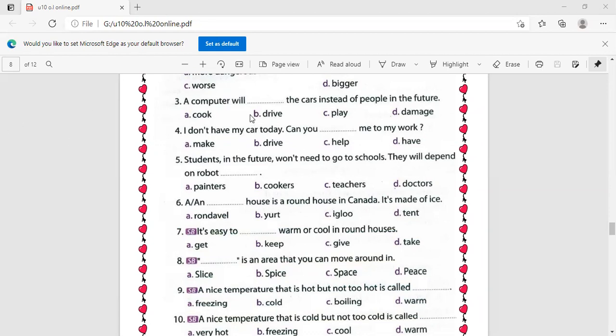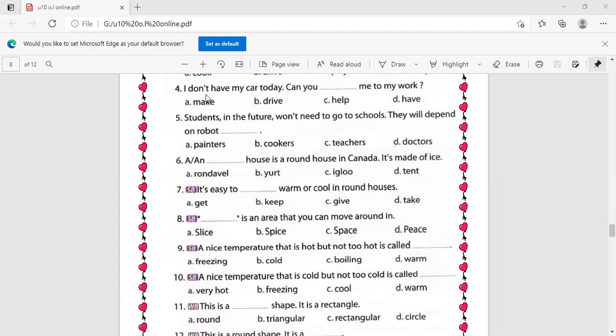Number three, my dear. Computers will drive the car instead of people in the future. Drive, yeah, drive the car.